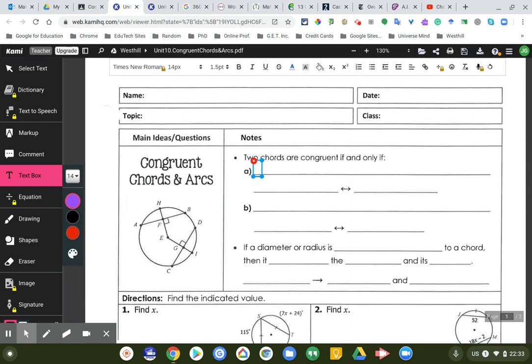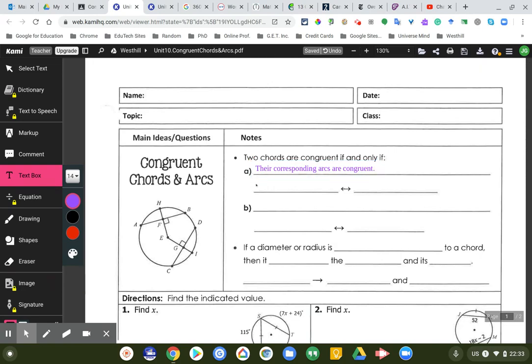So it says two chords are congruent if and only if their corresponding arcs are congruent. All right, these are the notes. I'm not doing anything differently yet from what Ms. Ayub already gave us. So the corresponding arcs are congruent.